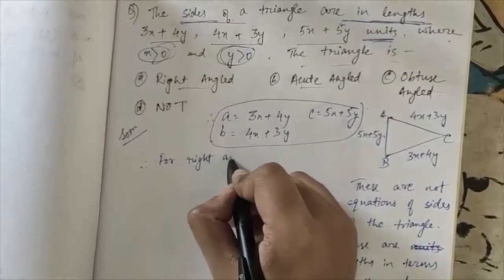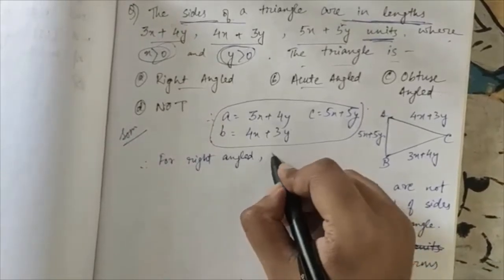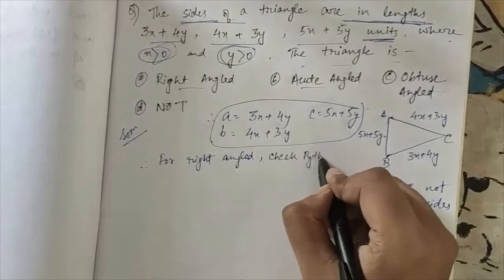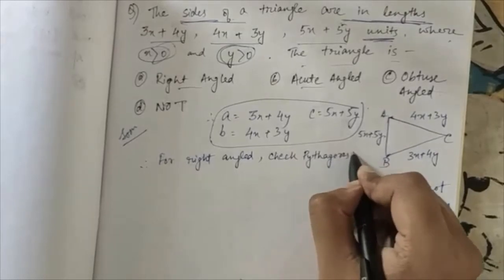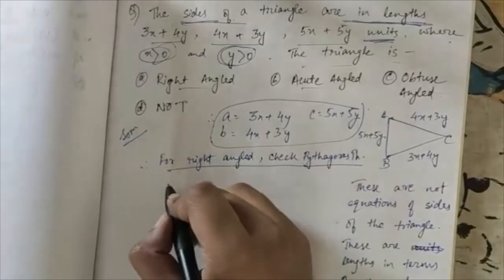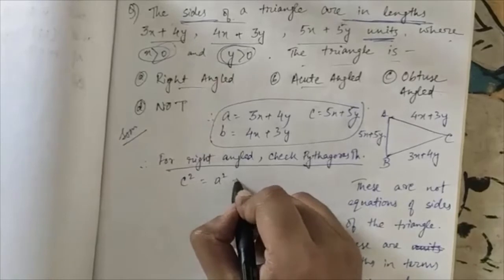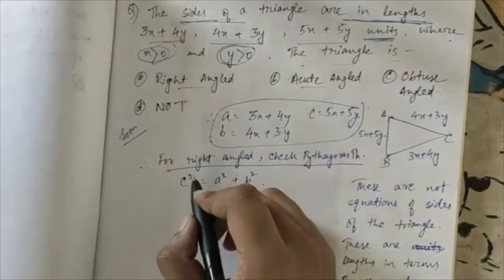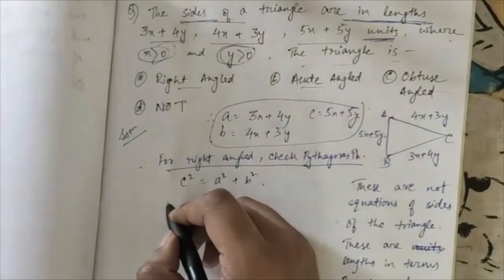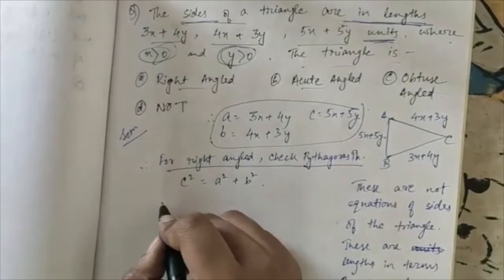First of all, you have to check whether it's a right angle triangle, because the WBJEE board is repeatedly, or by analysis, I have seen that they are very interested in right angle triangles. So for checking whether it's a right angle triangle, check the Pythagoras theorem, which states that c square is equal to a square plus b square, where c is the hypotenuse and a and b are the two sides at 90 degrees. We have assumed here that it's a right angle triangle. Now check whether our assumption is correct or wrong.